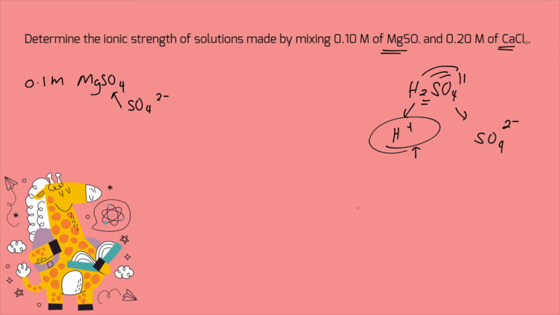Since the formula is MgSO4, you only have one Mg inside this compound. So your Mg must be 2 positive instead of just positive, because if it's just positive, it means the ions are not balanced out. So 2 positive and 2 negative means that the total charge shall be 0.